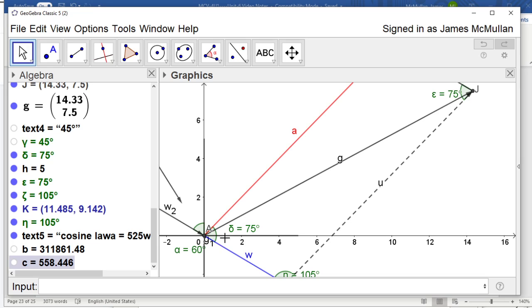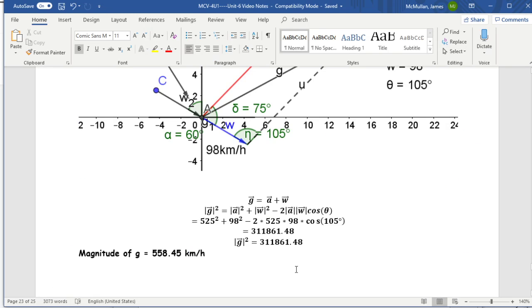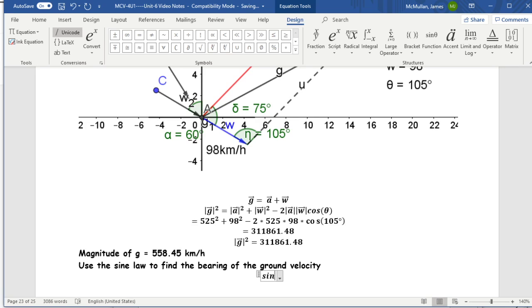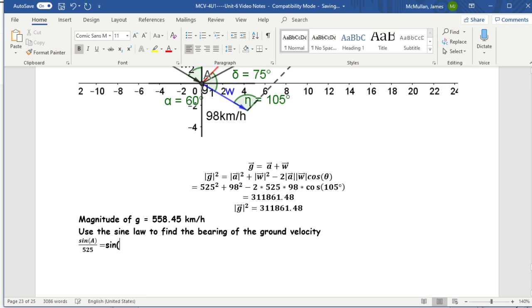Let's work with blue and black since that's in the triangle that we were working with. So I'm going to write underneath, use the sine law to find the bearing of the ground speed, or ground velocity. So in my triangle, I know that sine of, let's call it a, divided by the airspeed would be equal to sine of g divided by the ground speed.